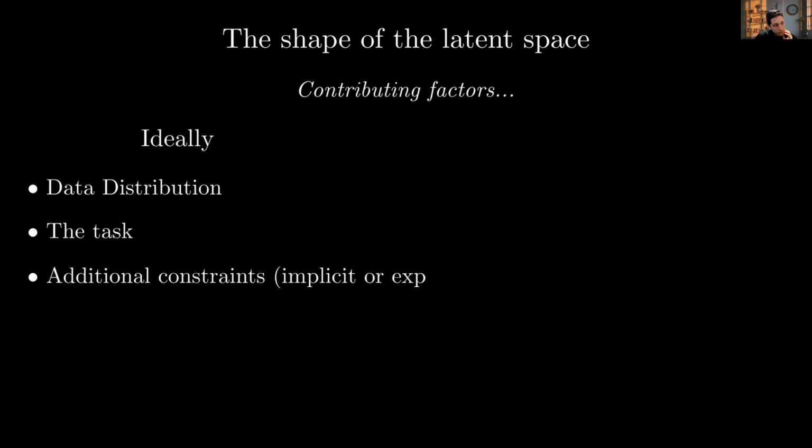So basically, ideally, we would like the latent space to be influenced only by these contributing factors: the data, the task, and some constraints. What do I mean by constraint? For example, if you have a VAE that has a latent space that is regularized to look like a Gaussian, of course, that space will look like a Gaussian. So that's a constraint. Another example is if you have an activation function that is a ReLU right before the latent space, of course, you won't have negative values in the latent space. So those are the kind of architectural constraints I'm referring to here.